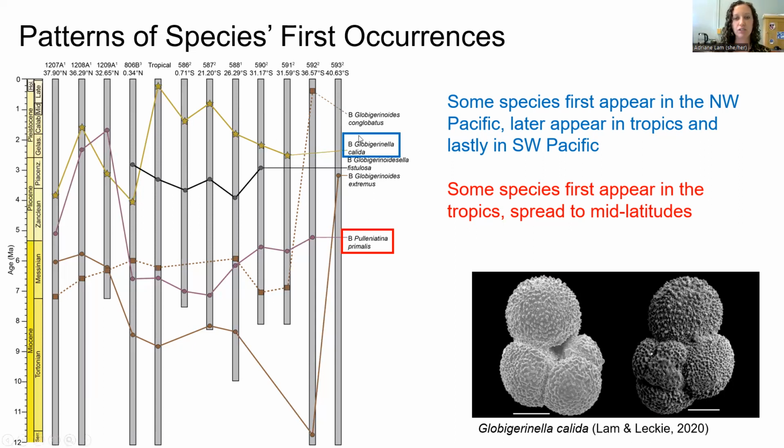So I want to pull your attention to Globigerinoides callida, which is highlighted by the blue box here. This is a species that appears first in the Northwest Pacific, and then it later appears in the tropics, and lastly in the Southwest Pacific.